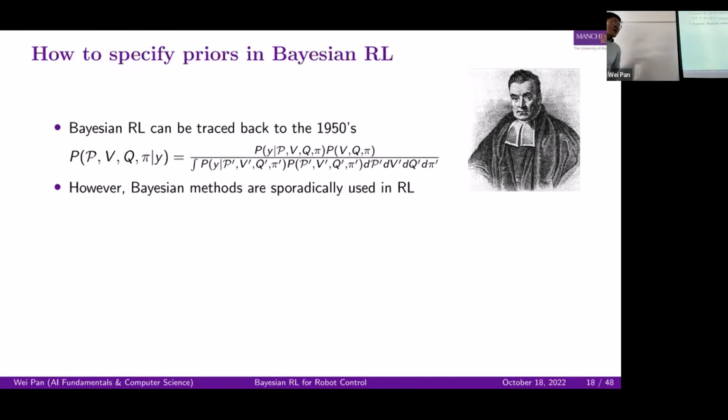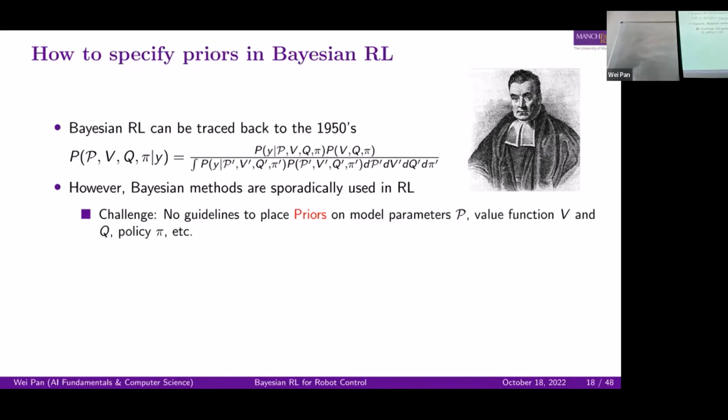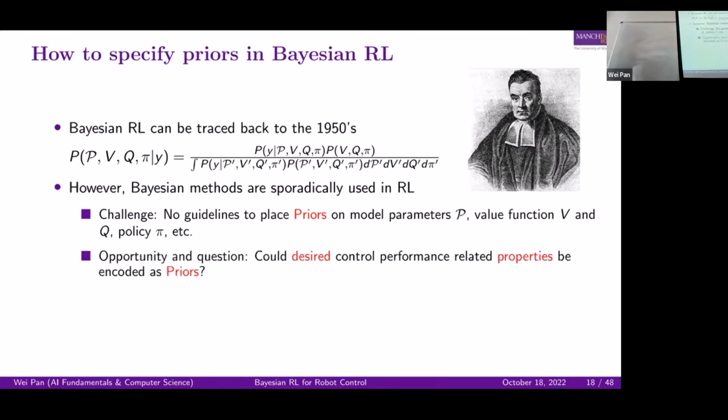However, Bayesian methods are sporadically used in RL. Why? Because the most important thing, or I think the first thing to do, is to specify a prior, but there's no guideline to specify a prior for reinforcement learning. So how to specify a prior? On model parameters, on value functions, on policy, and so on?